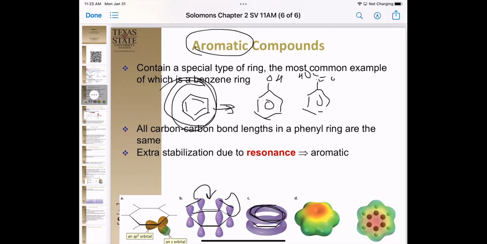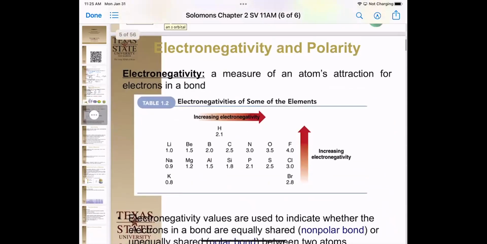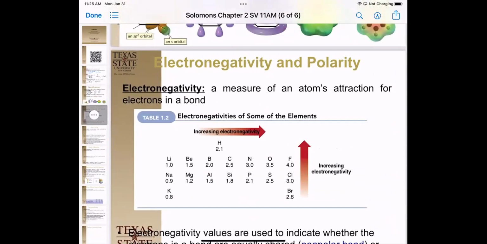Okay, so those are our hydrocarbons, right? So we have alkanes, alkenes, alkynes, and aromatics. Okay, so let's talk a little bit about what makes hydrocarbons, in comparison to other functional groups, boring. And we're going to say that by the idea of bond polarity.